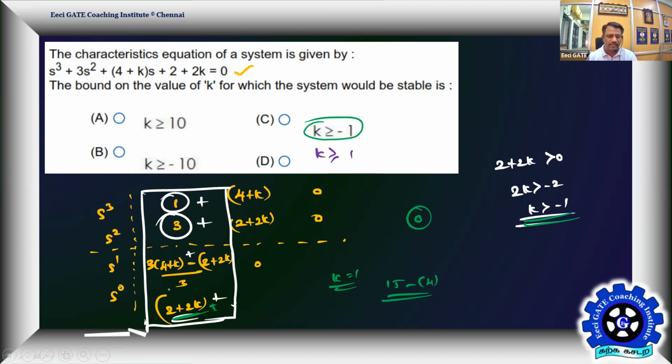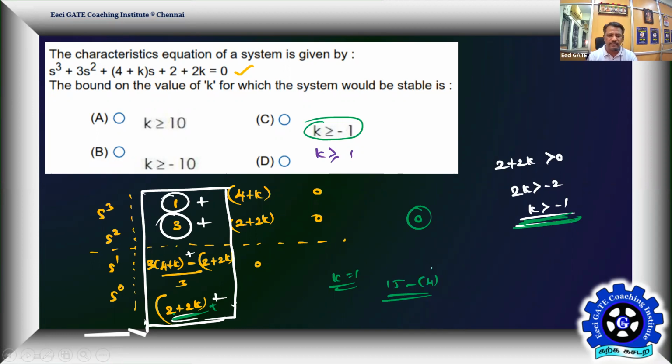K equal to 0 here, what is happening? This is positive, no doubt. It is positive. K greater than 0, it is positive. Then any upper bound? That is a lower bound. K greater than minus 1 is serving as a lower bound. K greater than minus 1, this is stable. This is positive, this is also positive.